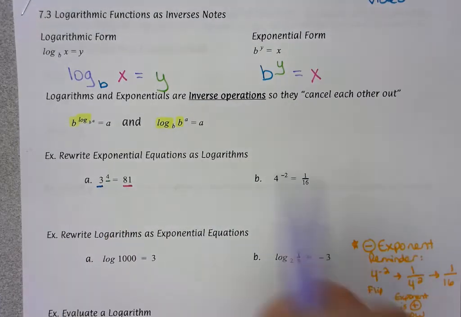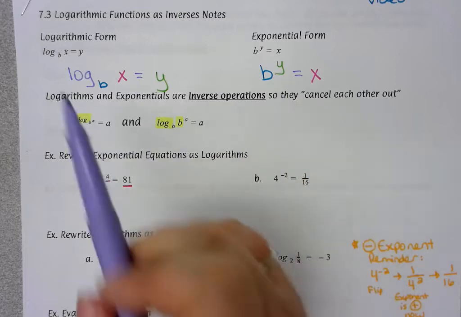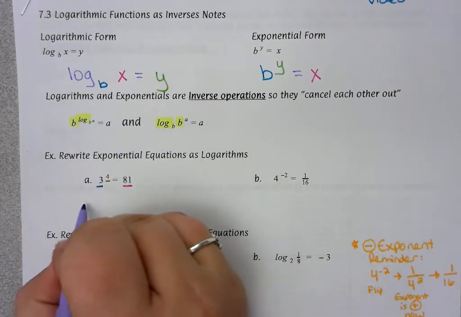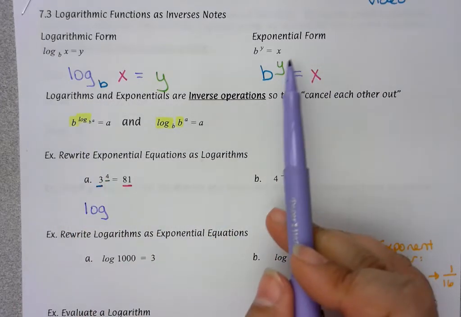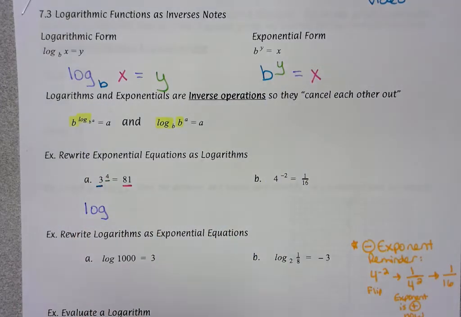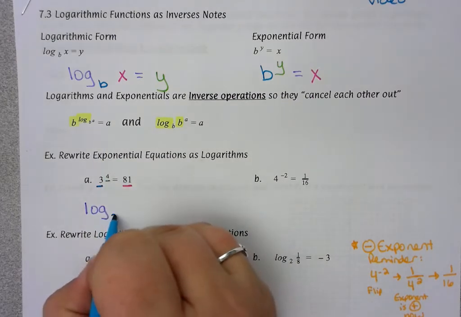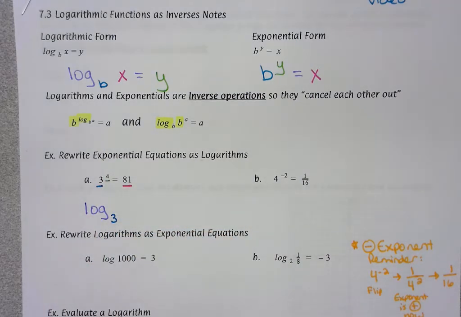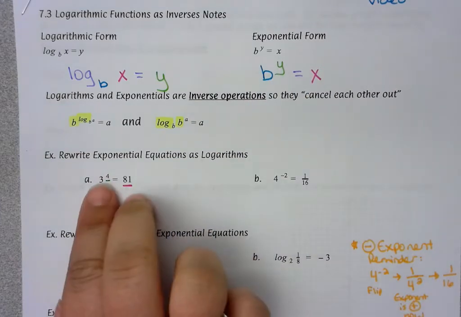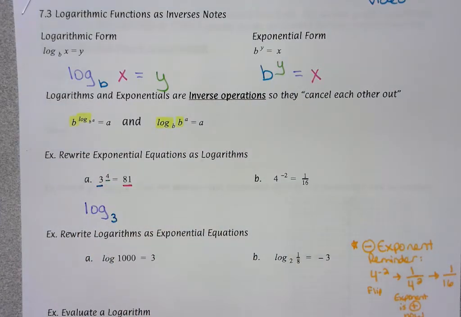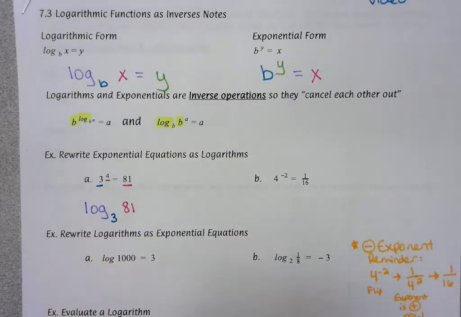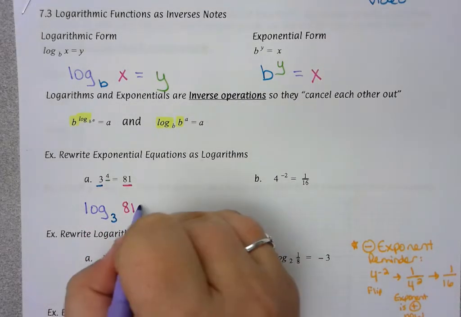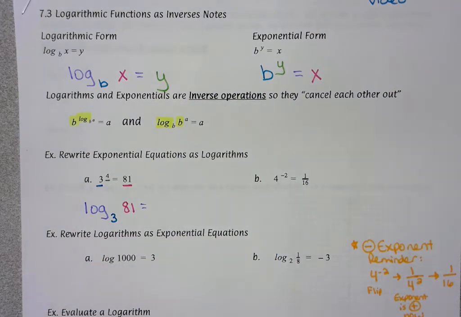So as I change these around, I'm going to change it from this form into logarithm form. So I need to write the word log. Then log has a base, that's whatever the regular number was. So my regular number was 3, so my base would be 3. That's a subscript. Then these two switch places. So the 4 and the 81 are going to trade places. The 81 will be on the same line as the log, and then that will equal whatever my exponent was, in this case, 4.